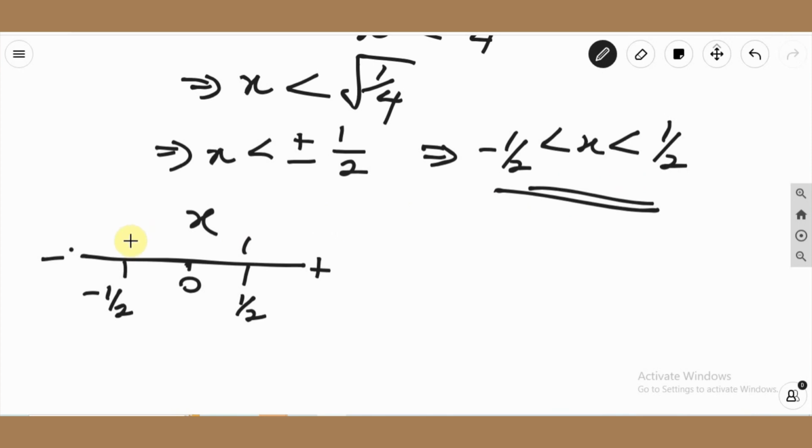So I'm going to redraw it. That's this. Okay, this is the number line representation, but this is the answer.